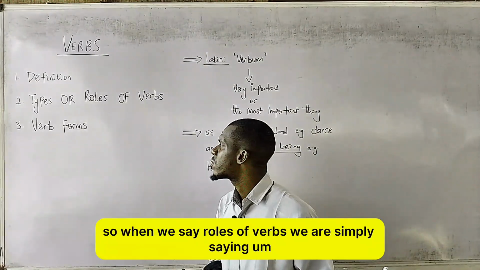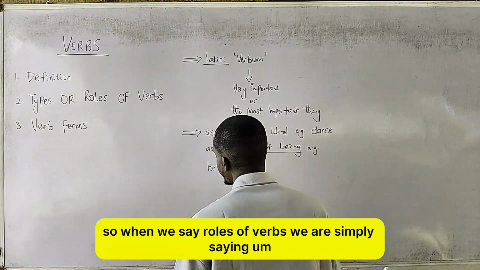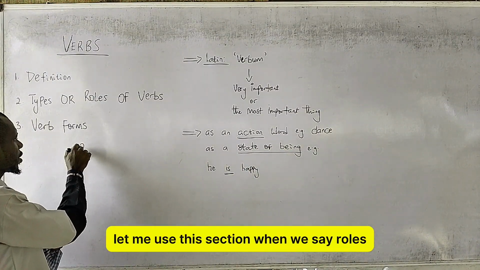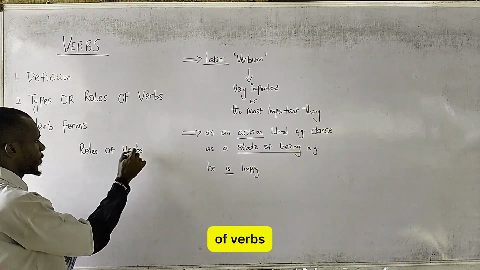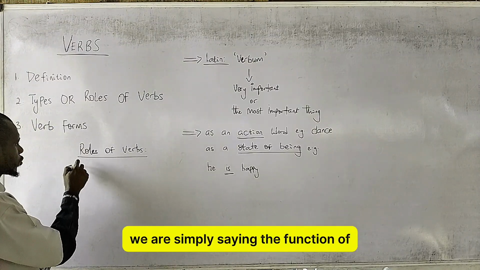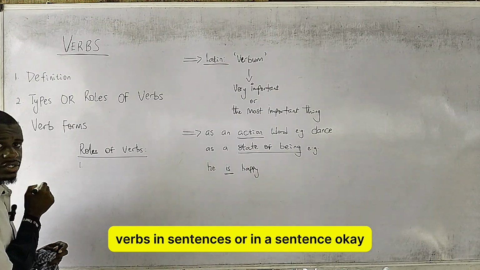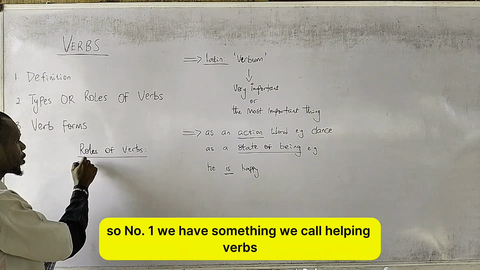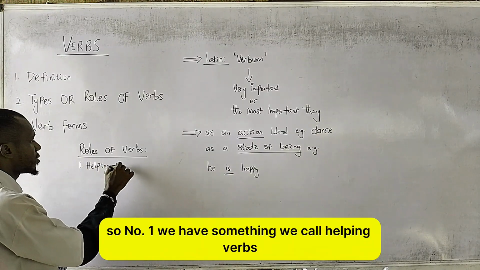So when we say roles of verbs, we are simply saying the function of verbs in sentences or in a sentence. So number one, we have something we call helping verbs.